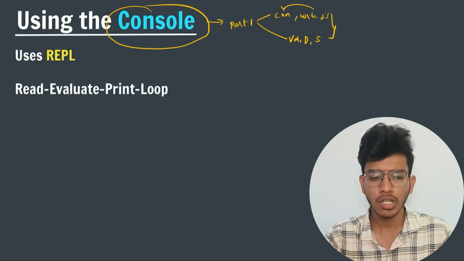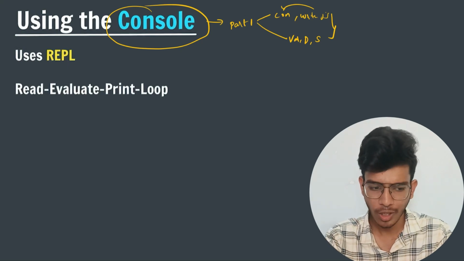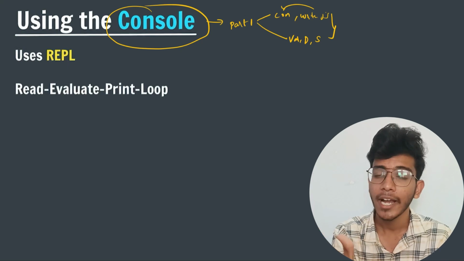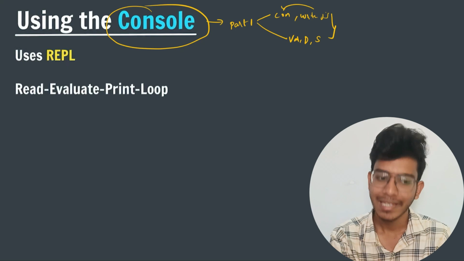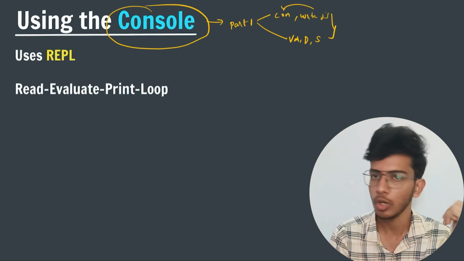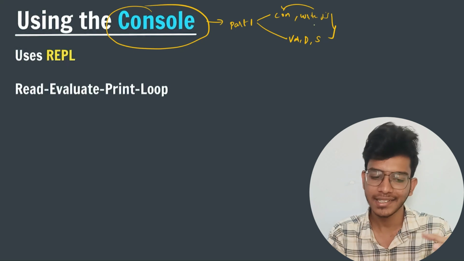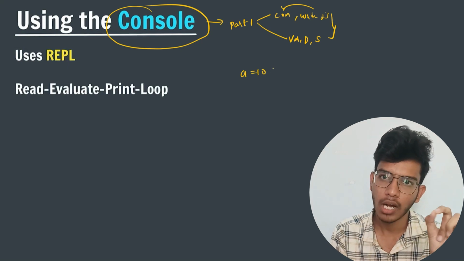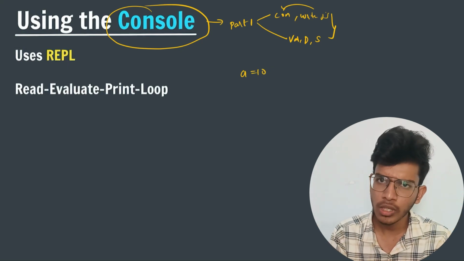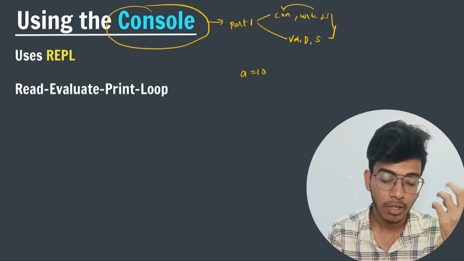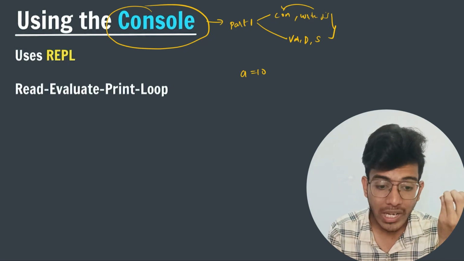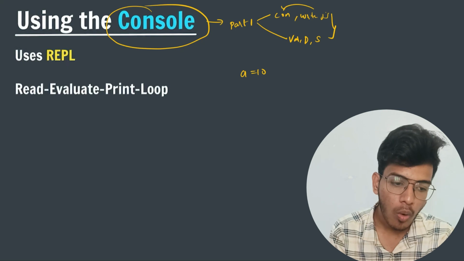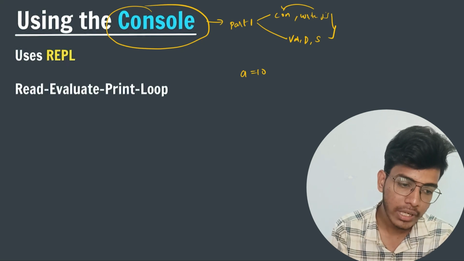Okay, so let us talk about what the console is. Before we talk about it, you need to remember that the console uses a rule called the REPL rule, and the full form of REPL is read, evaluate, print, loop. So what the console will do is, let's say you're writing something, I am writing a = 10. We know that the console understands JavaScript. So when you write a = 10, it will understand, okay, I am giving some value. First of all it will read.